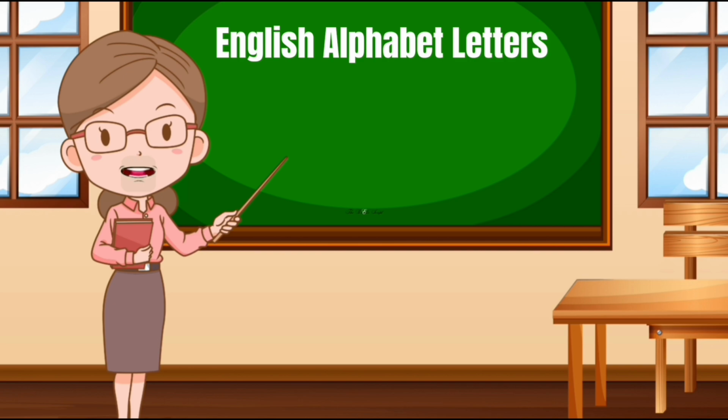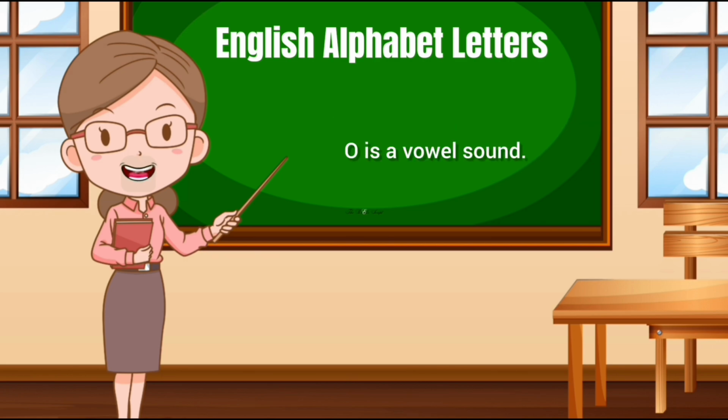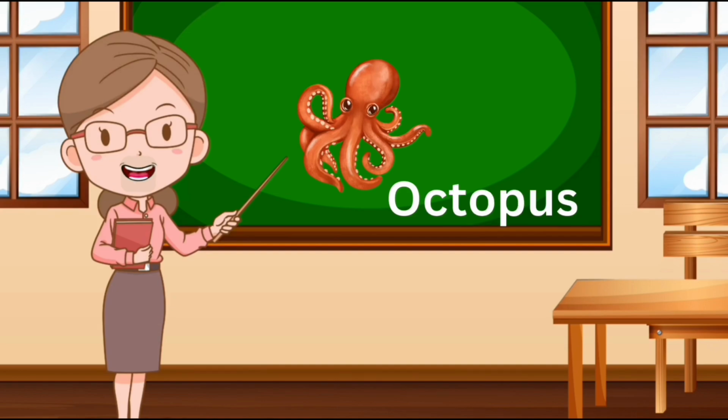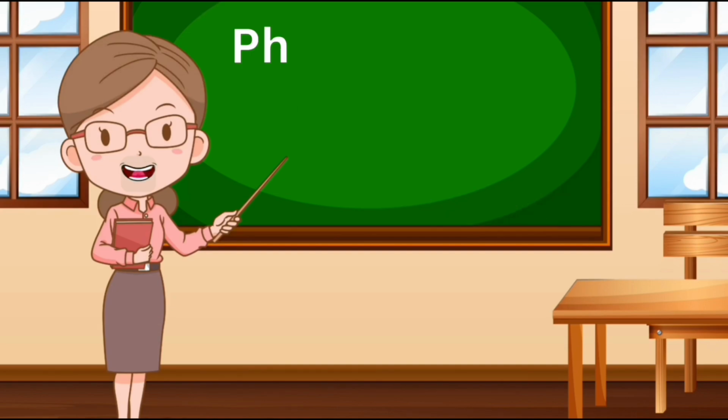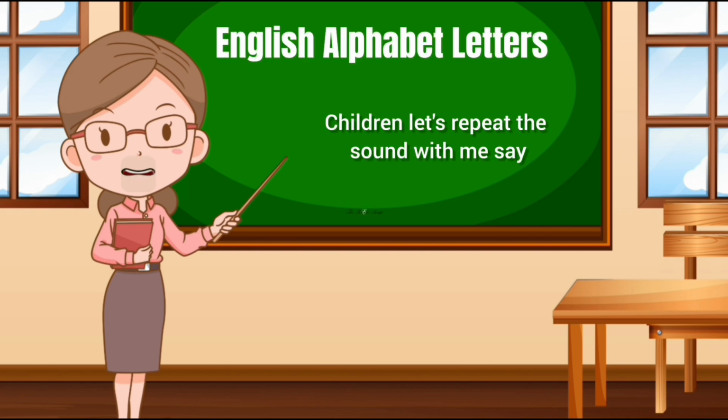Long O sound, this one is like the sound we make when we see something amazing. Oh. It's the same sound in words like boat, nose, and go. O is a vowel sound. The word octopus starts with the short O sound. The phonics sound of letter O is oh. Children, let's repeat the sound with me.